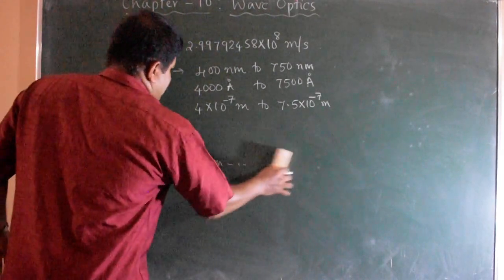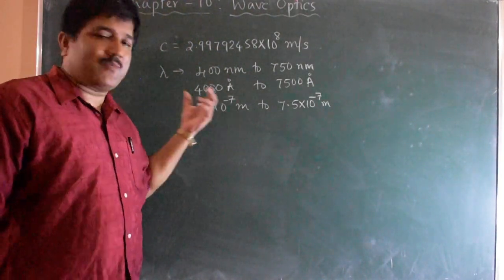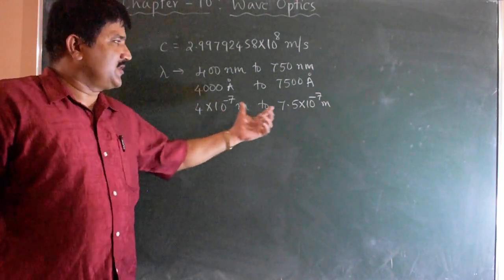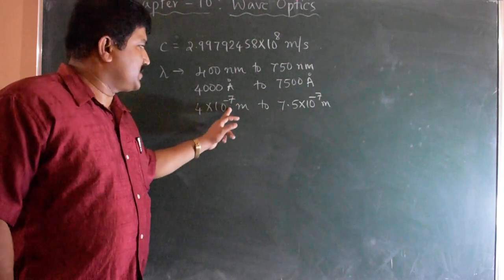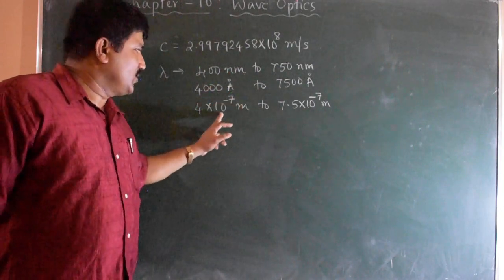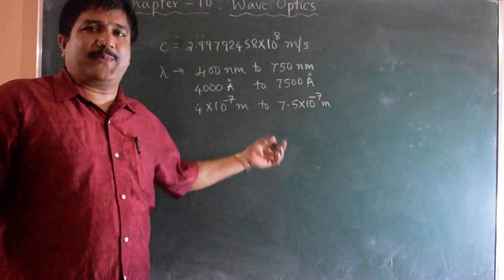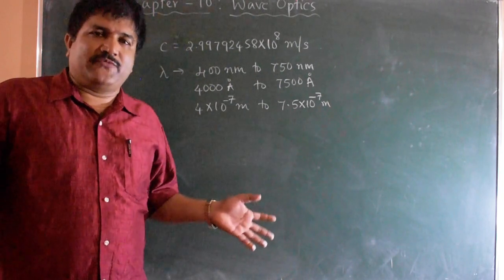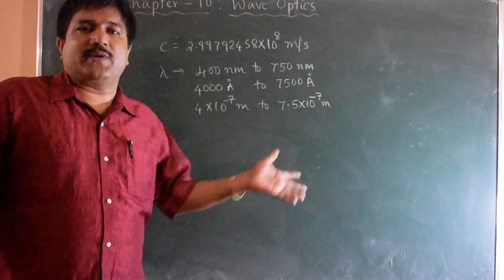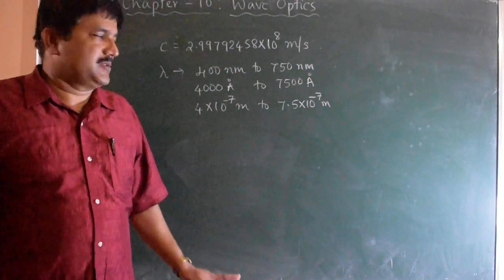And then there is another term called frequency. While solving problems, the wavelength you have to convert from nanometer or angstrom into meter. A particular wavelength, maybe 600 nanometer of light, they may give. You have to take 6 into 10 power minus 7 meter in the numerical problems.